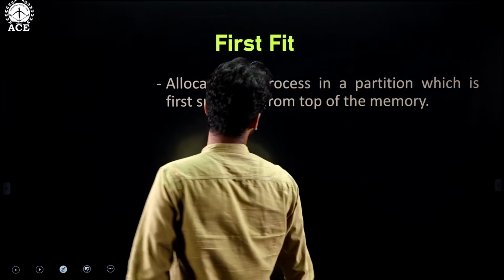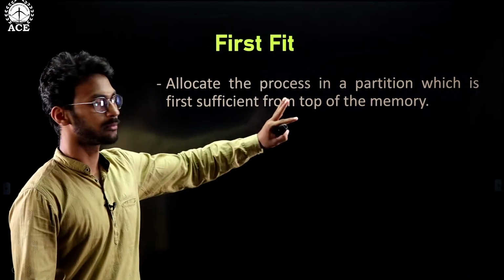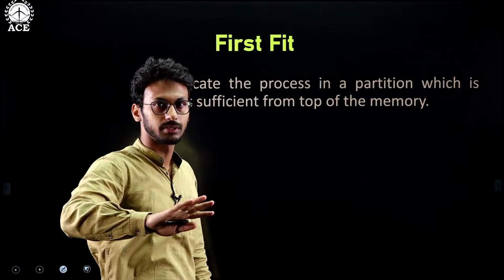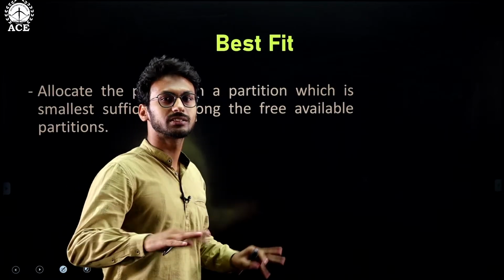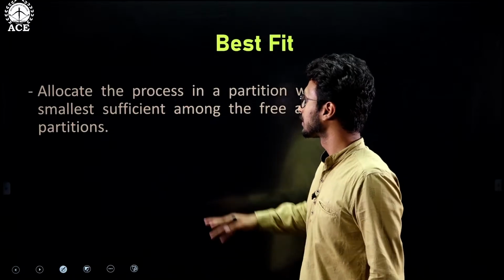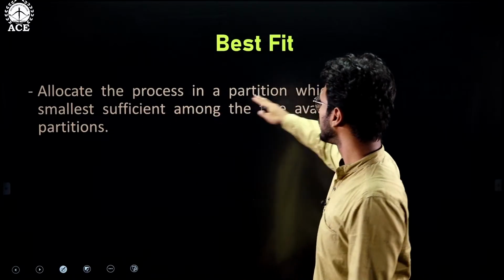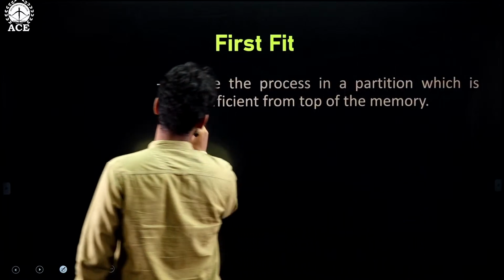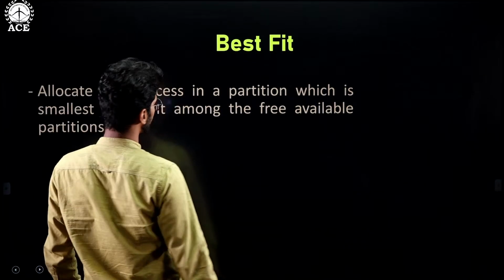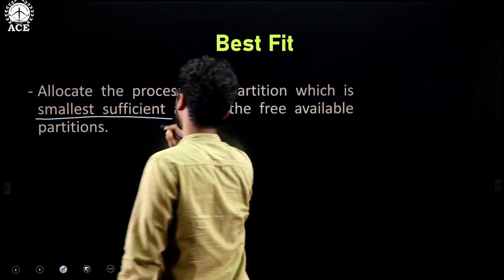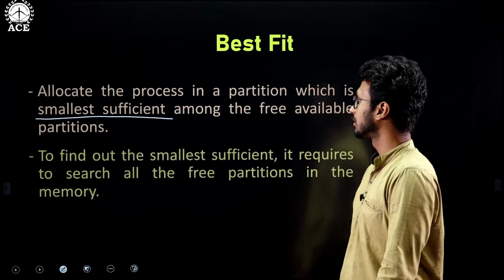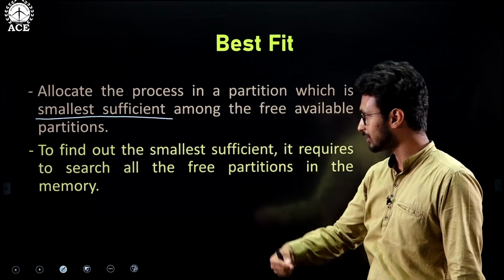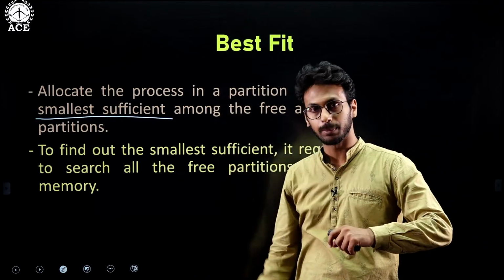First fit. Allocate the process in a partition which is first sufficient from the top of the memory. We'll keep on scanning from top. Best fit means smallest sufficient. Allocate the process in a partition which is smallest sufficient among the free available partitions. Here I'll stress on smallest sufficient. To find out the smallest sufficient, it requires to search all the free partitions in the memory. Are you getting it?